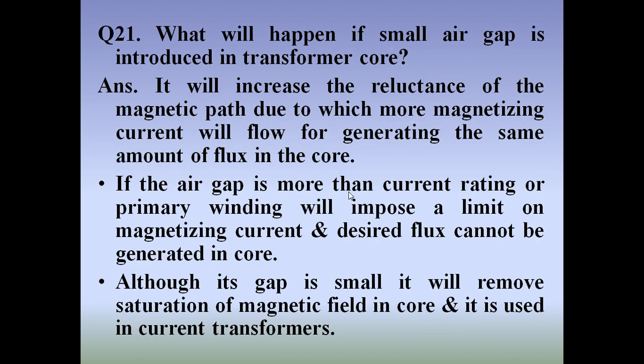Question number 21. What will happen if a small air gap is introduced in the transformer core? If the air gap is more, then the current rating of the primary winding will impose a limit on the magnetizing current and the desired flux cannot be generated in the core. Although if the gap is small, it will remove the saturation of the magnetic field in the core and it is used in the current transformers.